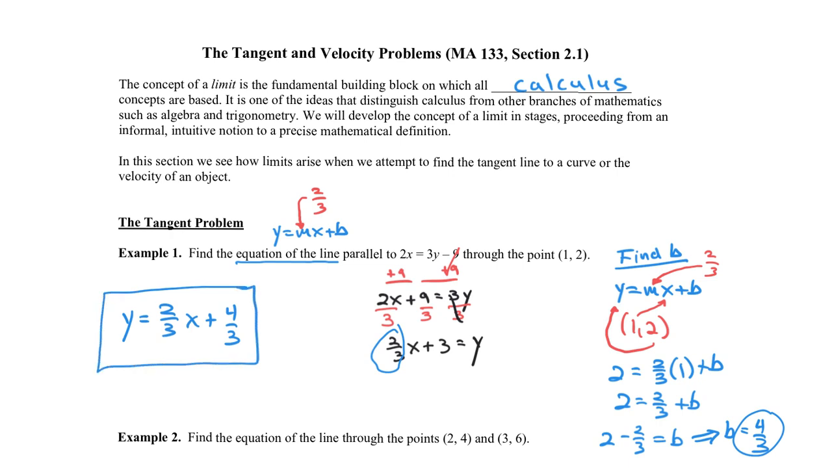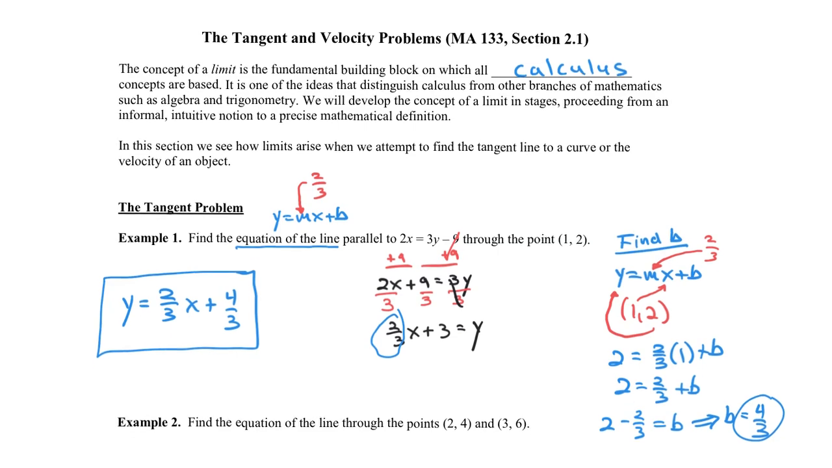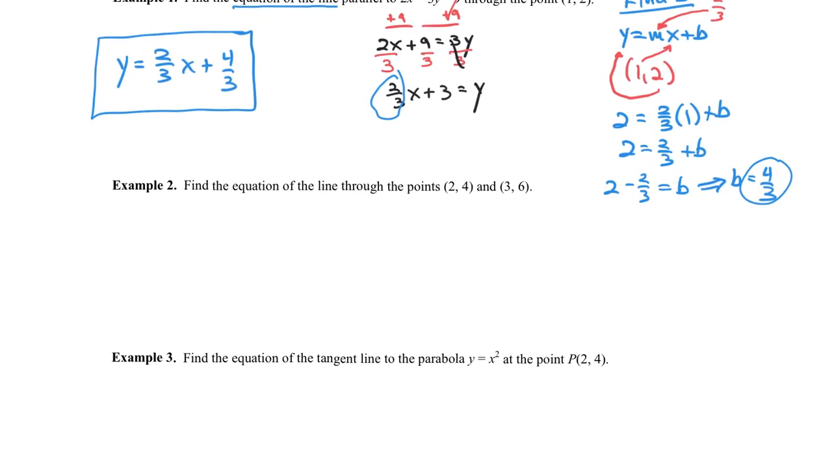So what we just found is an equation of a line parallel to this line and through this point. And you can see with this problem we needed no calculus. All we needed was basic algebra. So for example 1, the only thing we need for this problem is algebra. So let's try example 2.